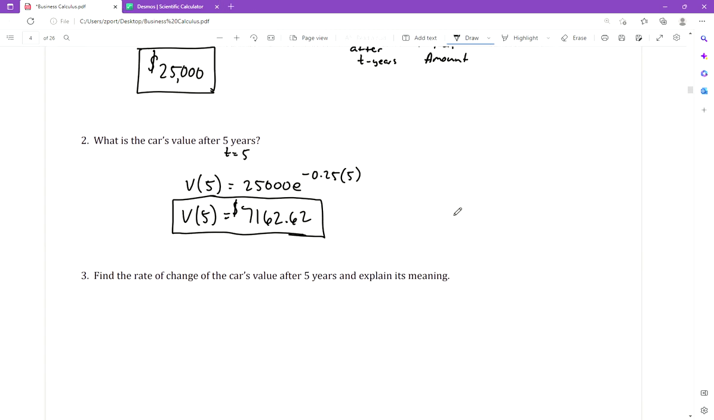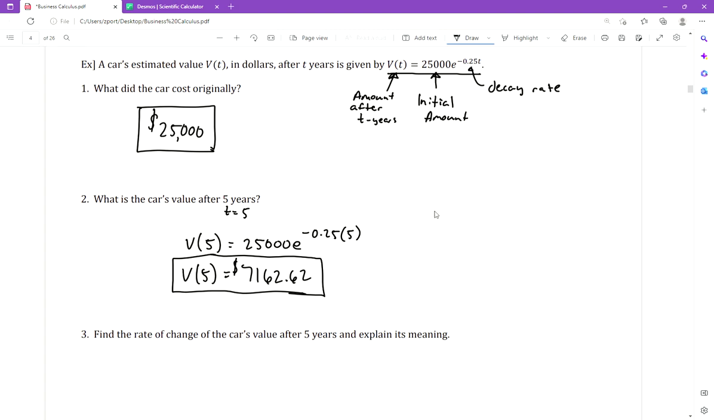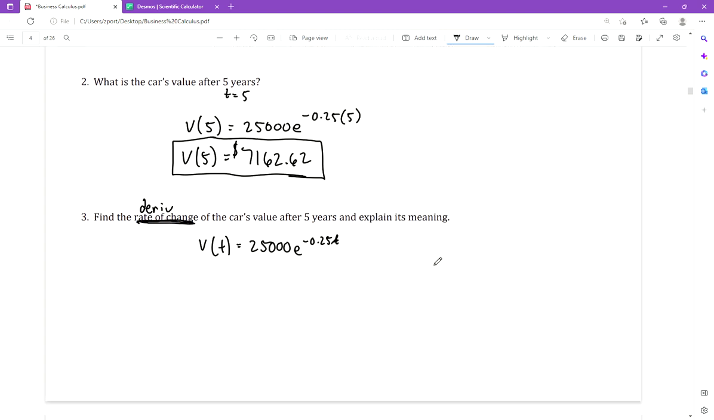Let's find the rate of change. Remember, rate of change is telling us we will do a derivative of the car's value after 5 years and explain its meaning. Okay, so first thing, let's just rewrite the original function. So V of t equals 25,000 e to the negative 0.25 t. And then we'll do our derivative.